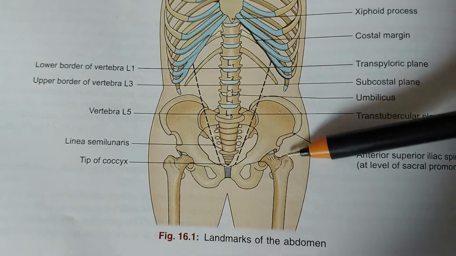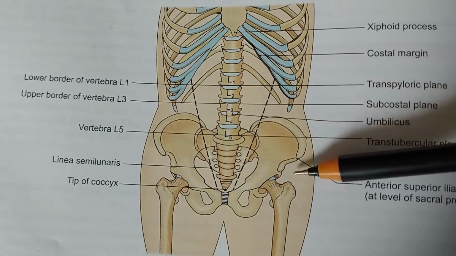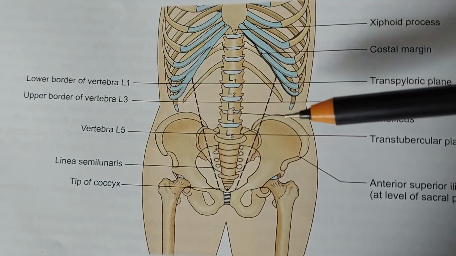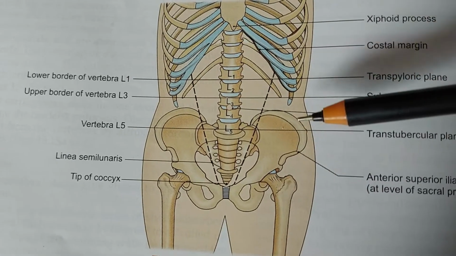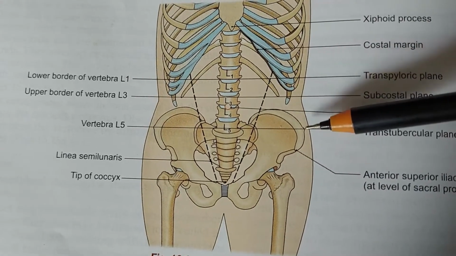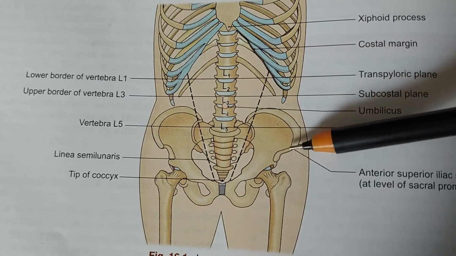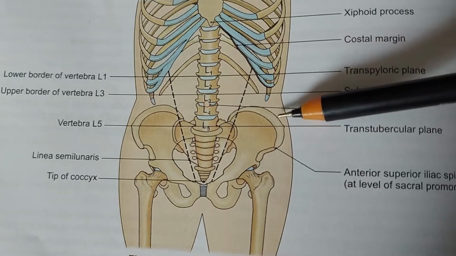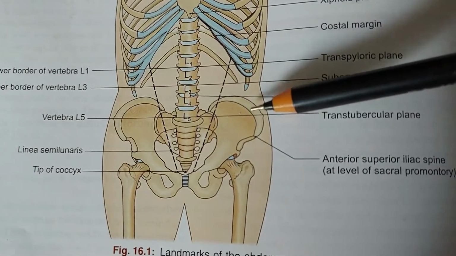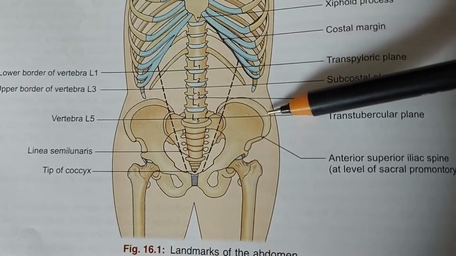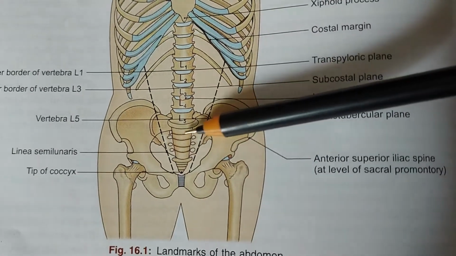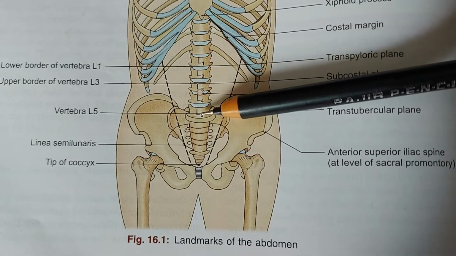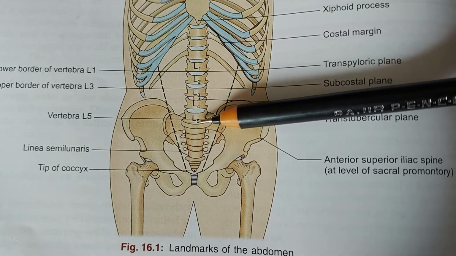Now we can see the iliac bone. This is the hip bone. This part of the hip bone is known as the ilium. So here we know that there is the anterior superior iliac spine. There is the anterior inferior iliac spine. Here is the tubercle of the anterior superior iliac spine, and here you see the transtubercular line passes through this tubercle to the tubercle, and it passes through the 5th lumbar vertebra. This is the 5th lumbar vertebra.